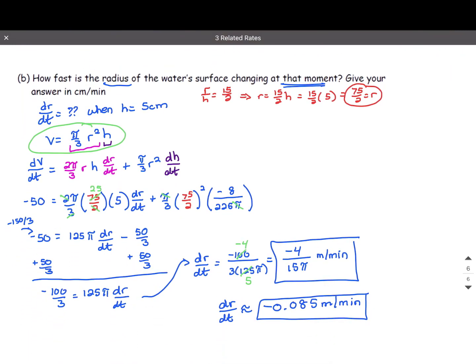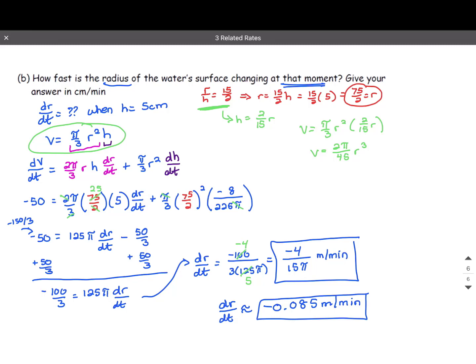We could use this ratio and find that h is 2 over 15 times r, and then the volume would be pi over 3 r squared times 2 over 15 r. And then when you take the derivative, you would not have to do the product rule. You just have this 2 pi over 45 r cubed, and it might be easier for you to do the derivative. It will give you the same exact answer.